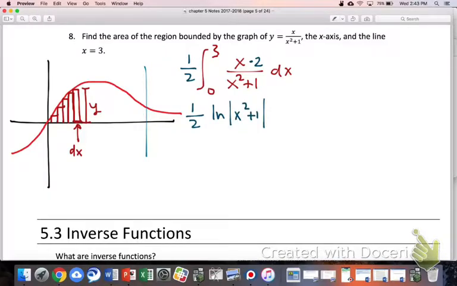And here for the first time is where the absolute values might matter. They don't, but they could matter depending on the interval that we're using, because we're going to evaluate from 0 to 3. If that 0 or 3 caused a negative, then we're going to have an issue with ln. They don't, but it could. Okay, so FTC1 tells us to do 1/2 ln of 9 plus 1, which is 10, minus 1/2 ln of 0 plus 1, which is 1.